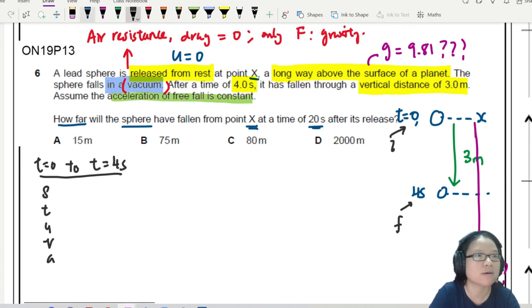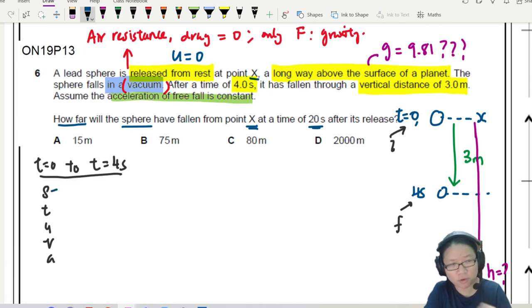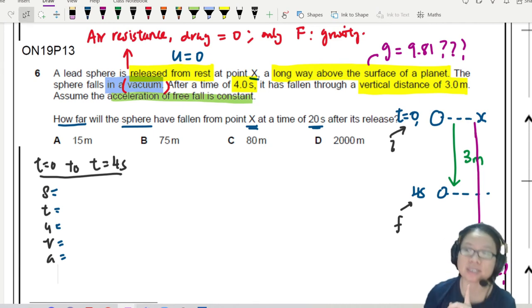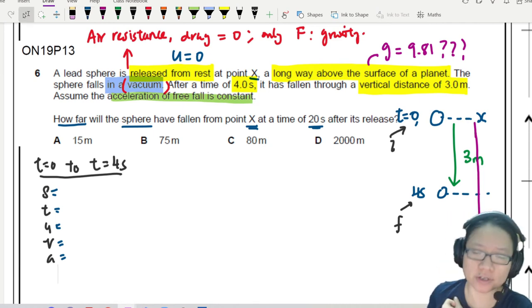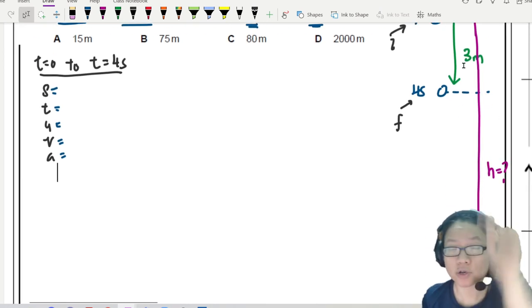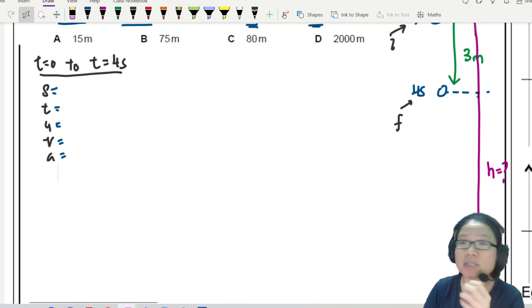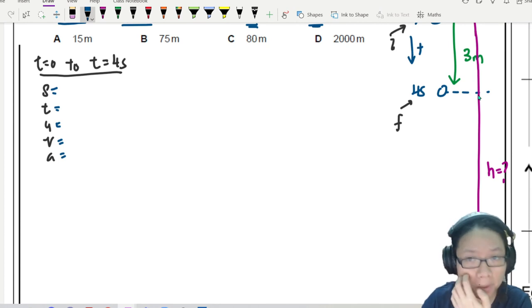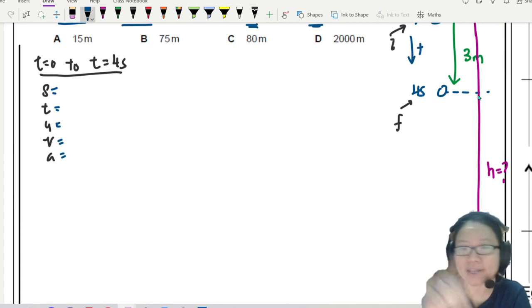STUVA, stuva. So the distance, okay, before we even start trying to fill this in, we have to decide which direction you want to be positive. And in this case, I'm going to choose down as positive because if I look at all my vector quantities, namely my displacement and my velocity, all of these are going down. Because they're all moving down, I'm going to take this downward direction as positive. You can also choose negative, then everything is negative.